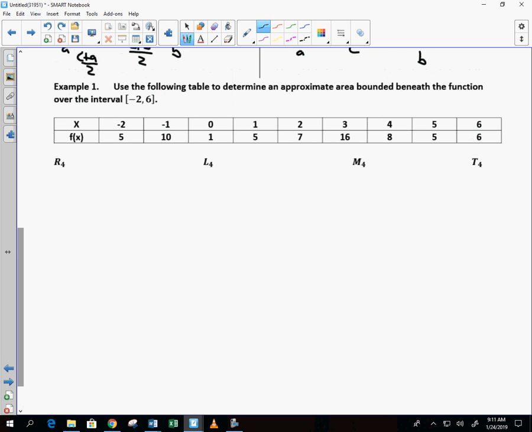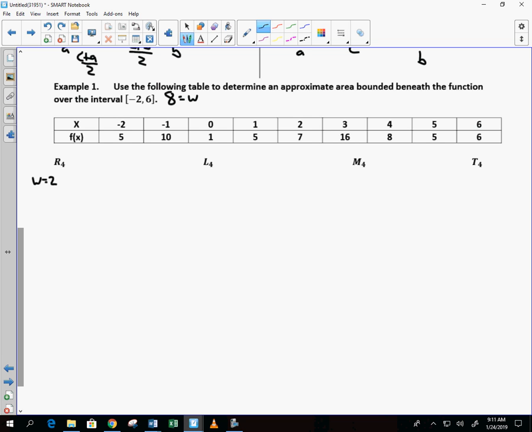It says use the following table to determine the appropriate area bounded beneath the function over the interval -2 to 6. So classic AP question right here, super easy. I would expect every person to get this right on the test. Okay. Go from -2 to 6. So what's the width of the entire interval? Yeah, I've got 8 for the entire width. And I want how many rectangles? I want 4. So what's going to be the width of each rectangle? So the width of each rectangle is 2.